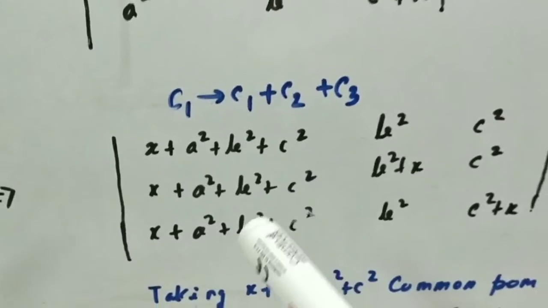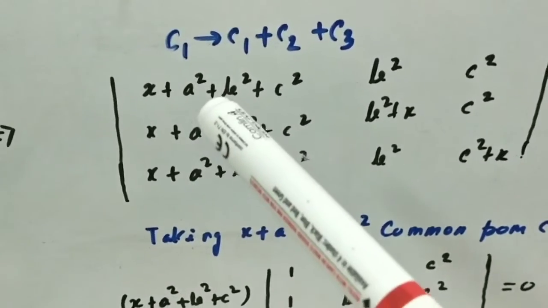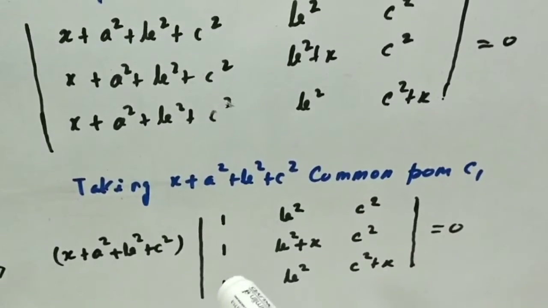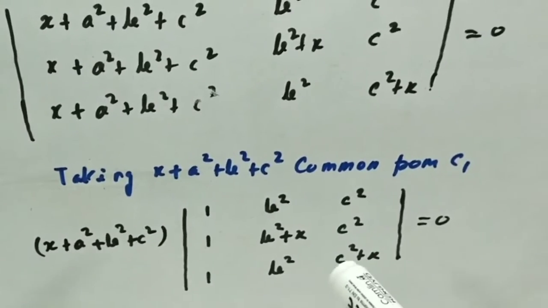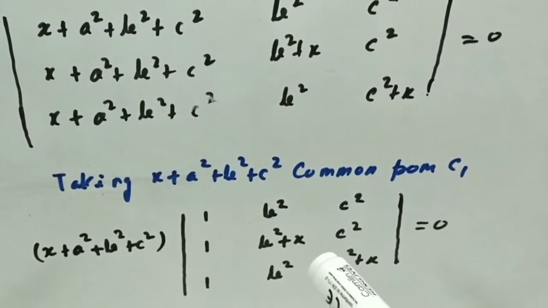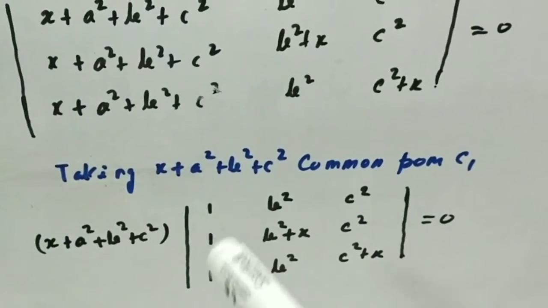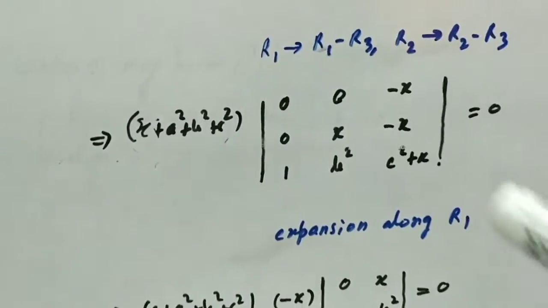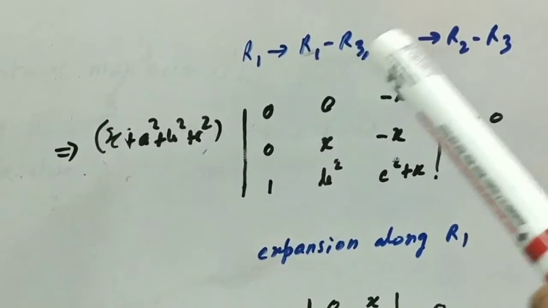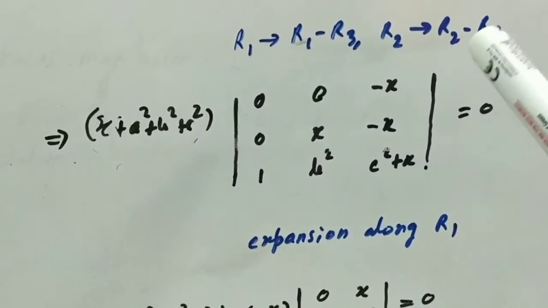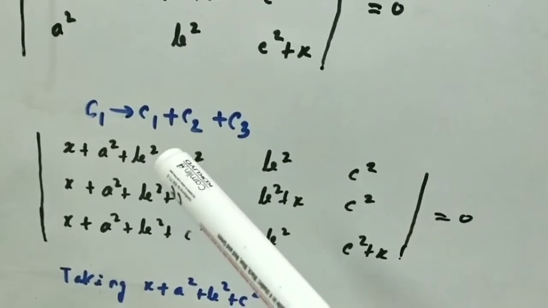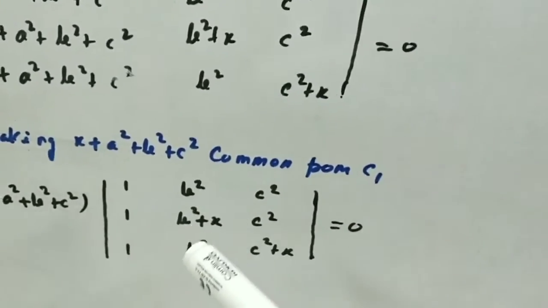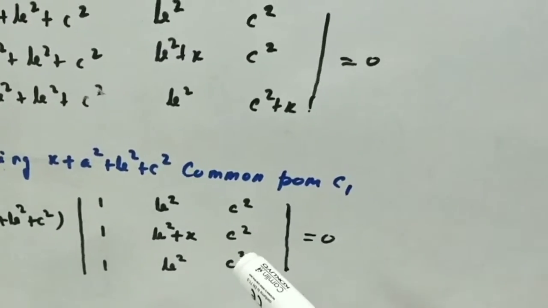Next step, I'll take this as common. I take common, I get 1, 1, 1. Once you get triple 1, it means your solution is almost there, because you have to make two ones zeros. After this, I'm going to use R1 is R1 minus R3, R2 is R2 minus R3. That is, this minus this, this minus this is 0, this minus this is 0, and this minus this is minus x.